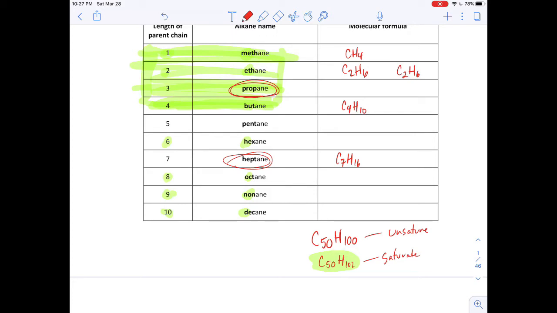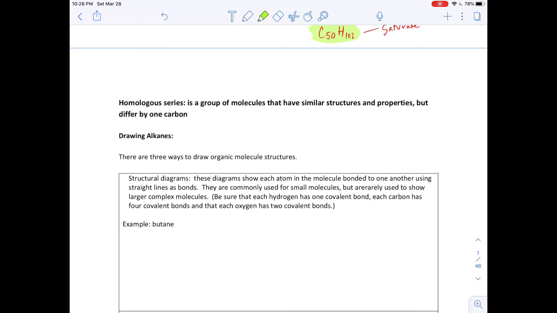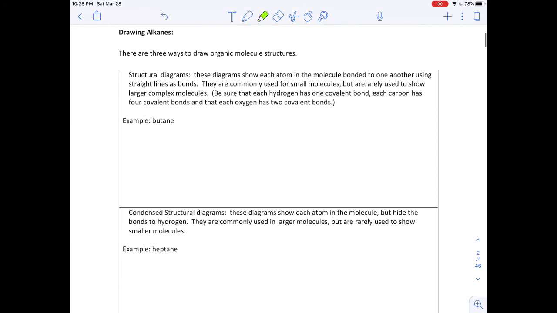When we look to compare behaviors or properties, we like to compare either homologous series, things that are very similar but different in size, or things that have the same molecular formula but something else has changed, so that we can compare apples to apples. So the homologous series is a group of molecules that have similar structures and properties but differ by 1 carbon. I'm going to show you how we draw some alkanes.